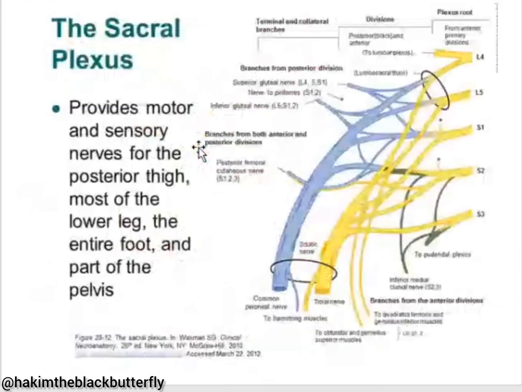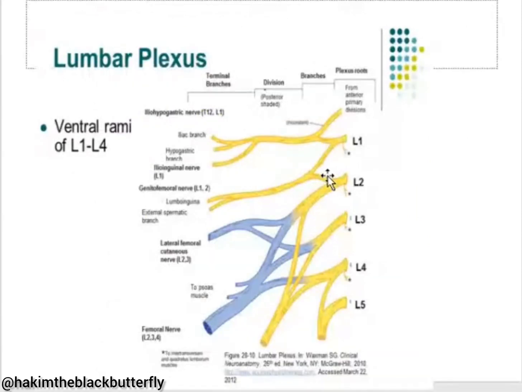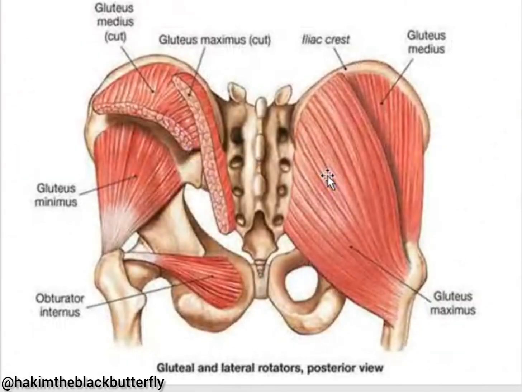When we go back here, I want you to pay attention. The piriformis muscle originates from the anterior surface of the sacrum. Then it passes through the greater sciatic foramen and enters the gluteal region.